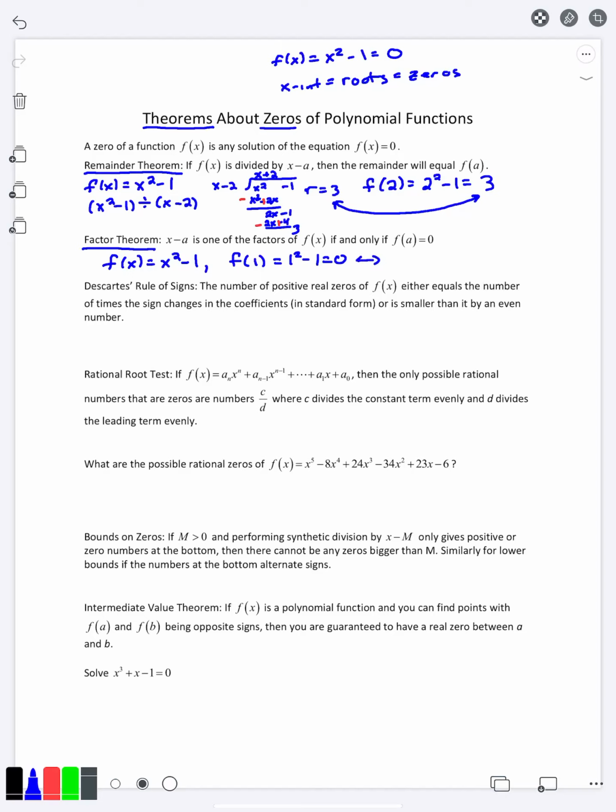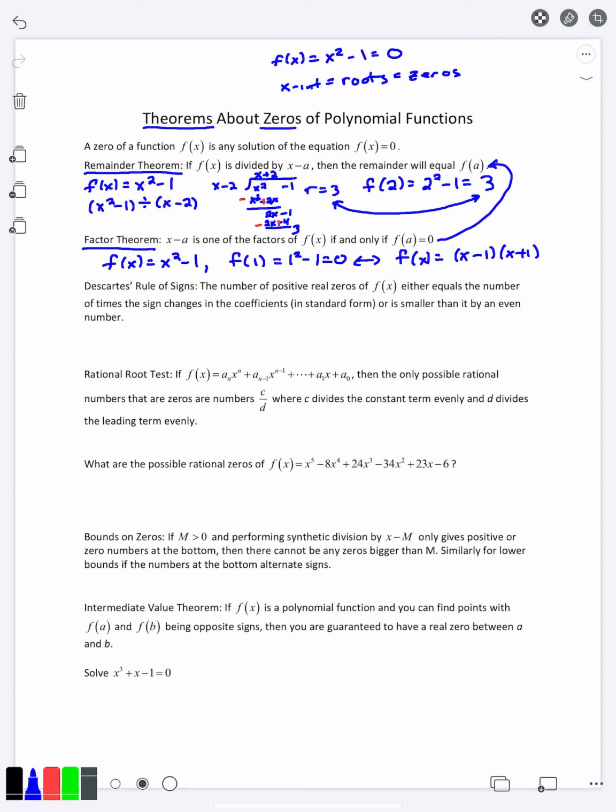And anytime when you plug in a number and you get 0, which means it's an x-intercept, which means that it is a 0, which means it's a root, that guarantees that you'll be able to factor your polynomial with x minus that number right there. So again, the factor theorem just tells you that anytime you have a root or a 0, you're going to be able to factor the polynomial with x minus a involved there. And the reason why it's related to the remainder theorem is that if your f of a is 0, then your remainder is 0, and if your remainder is 0, that means you divide it evenly. So it's a factor.